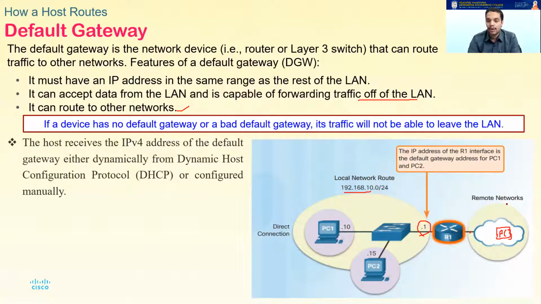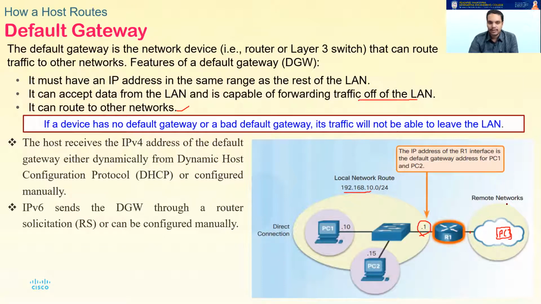Sir, how do you know what the default gateway address is? There are once again two ways, manual or DHCP. You can give it manually, or you can simply set up the DHCP so that the DHCP will provide the default gateway to your host. And in case of IPv6, you get it through your router solicitation message. We just told you, right? How do you know? Because in IPv6, the router keeps on sending the messages about all this information.